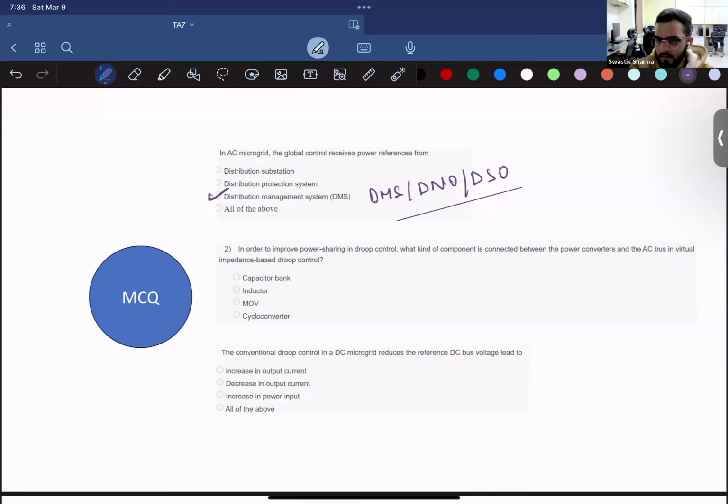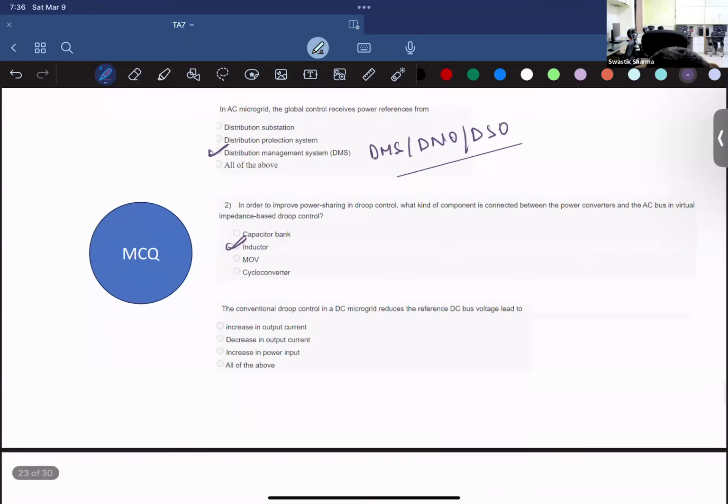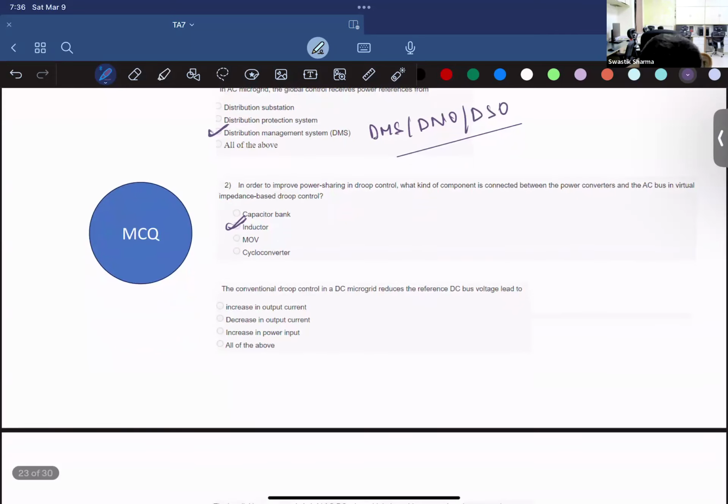B, yes. So an inductor is added so as to decrease the R by X ratio. Third, the conventional group control in a DC microgrid reduces the reference DC bus voltage, leading to what? This question is very wrong. So it's saying conventional group control in a DC microgrid reduces the reference. Okay, yes. Lead to what?